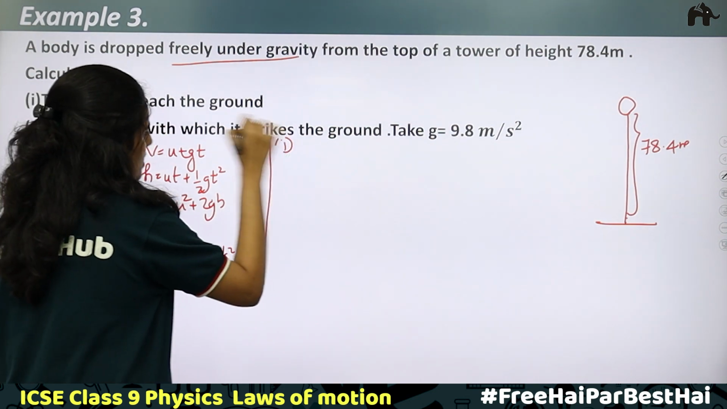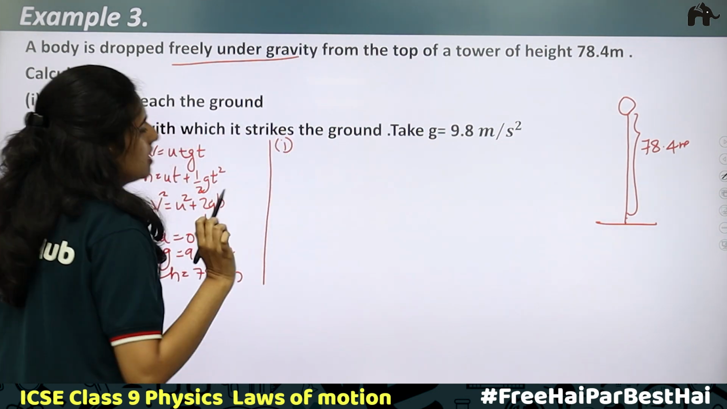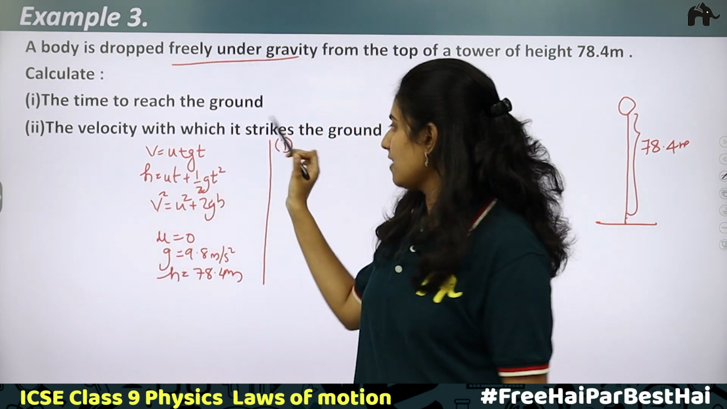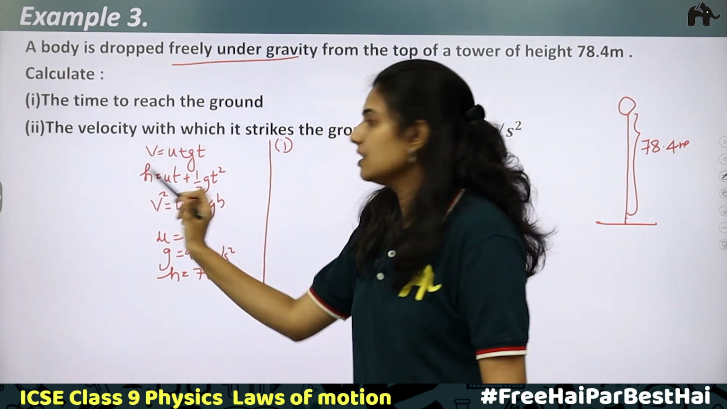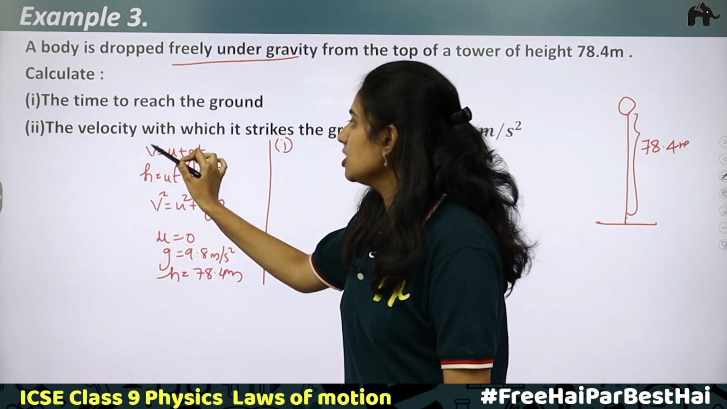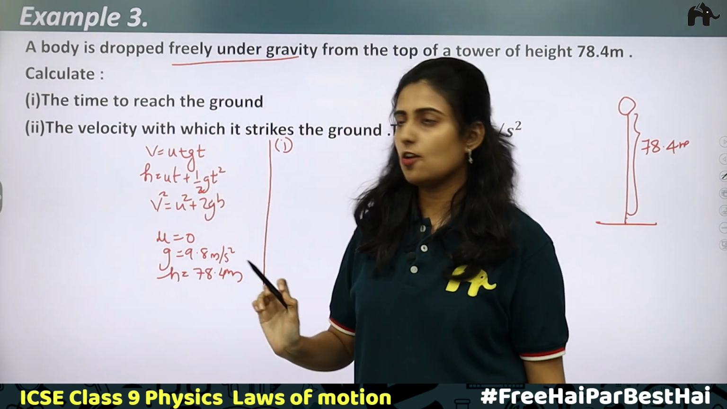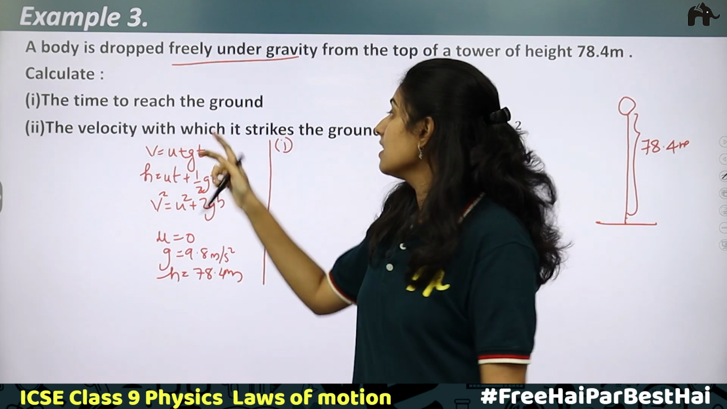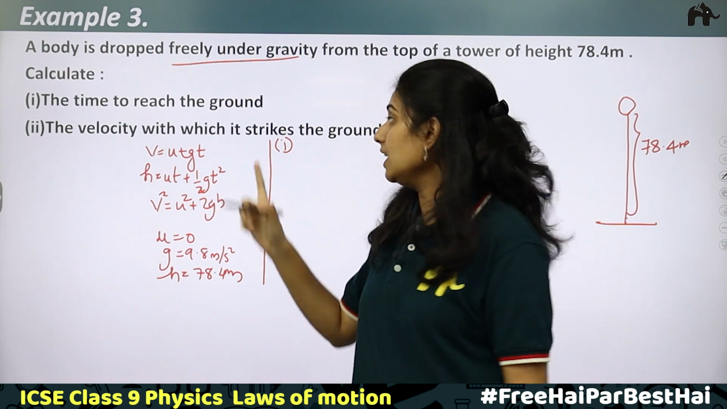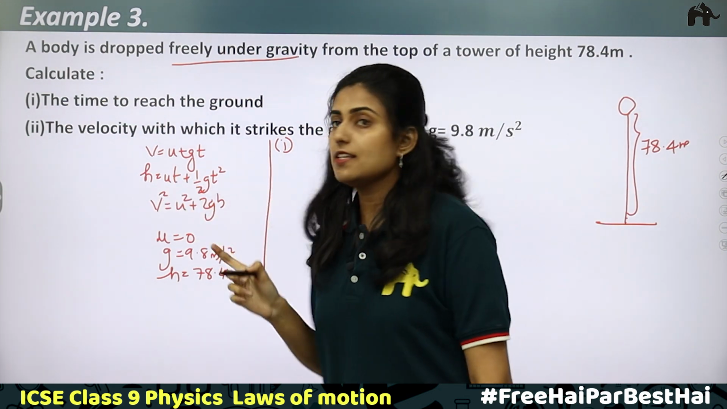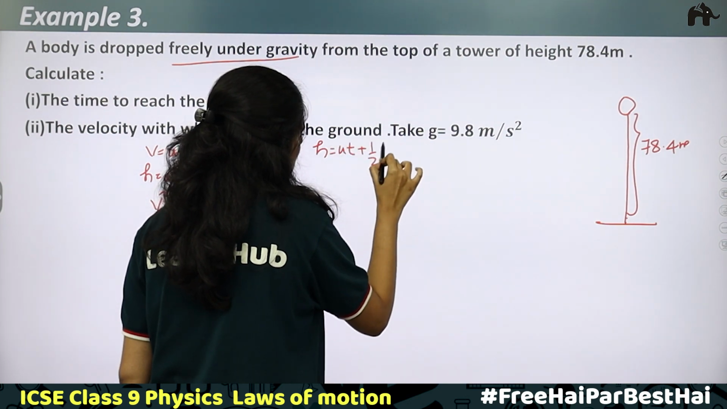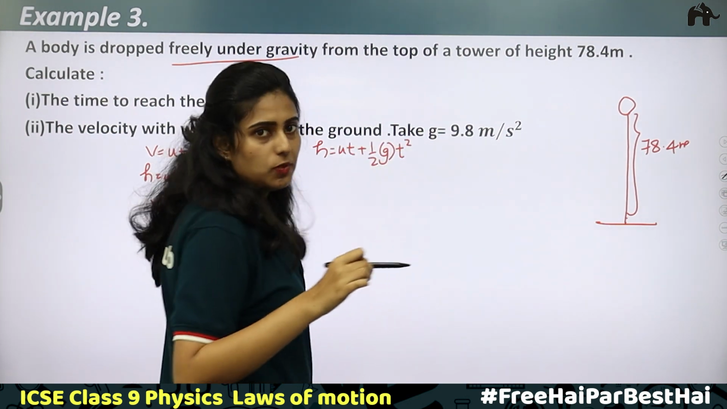So the first part of the question, we have to find the time to reach the ground. Either using the first equation or second equation, we can find the time, because in the third equation there is no t value. In the first equation, only if the final velocity is known can we find the value of t, because there should be only one unknown quantity. So this cannot be used to find the time. So you will be using the second equation, that is h = ut + half gt square. Now put the values.